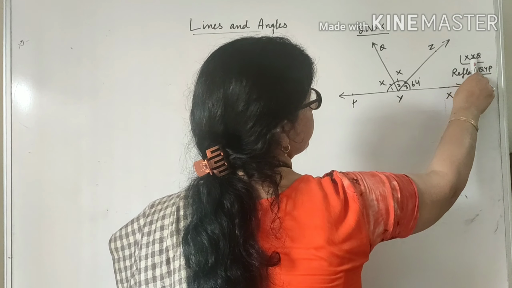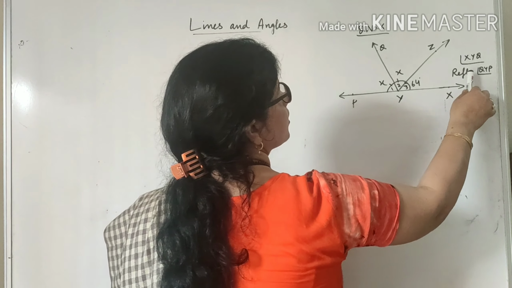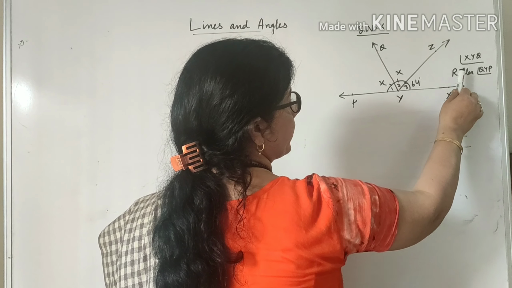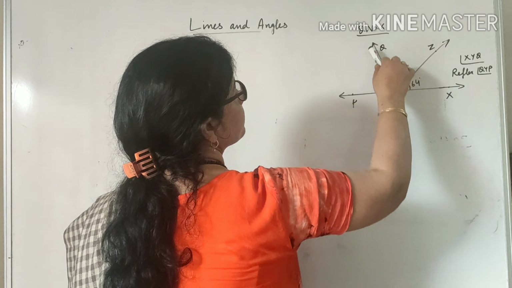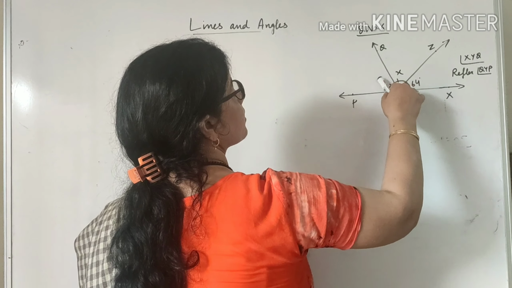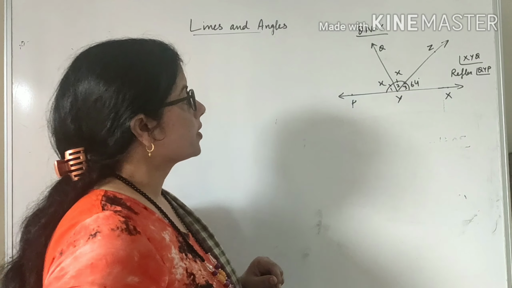What do we want to find here? XYQ. XYQ means the sum of 2 and 3. Reflex QYP. If you want to find the reflex of any angle, first find that angle, QYP. QYP means this angle 1. I have given the names here: 1, 2, 3.